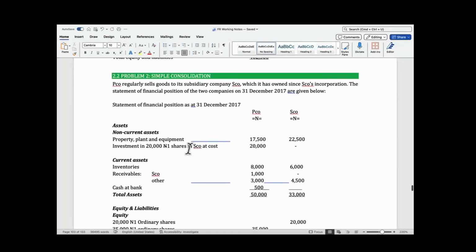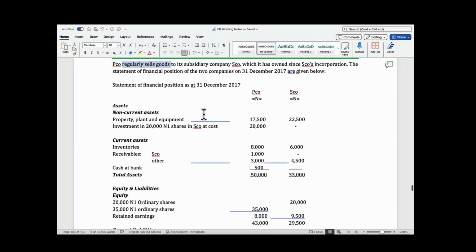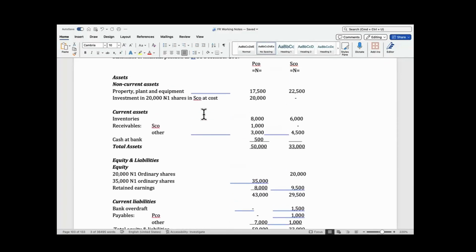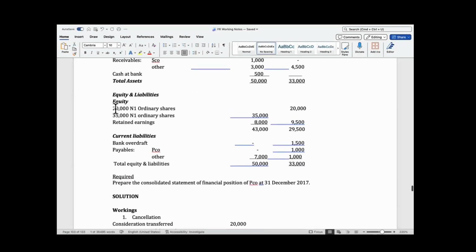So for this one, they do transactions with one another, because they said PICO regularly sells goods to its subsidiary, which it has owned since incorporation. They gave us the statements of financial position of the two. So again, cancellation. We just cancel out similar items. First, the investment in shares in ESCO will be cancelled out against the equity of ESCO. We won't consolidate that.